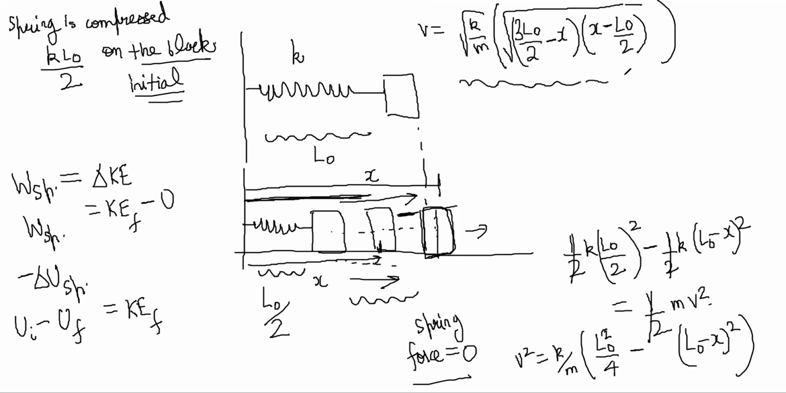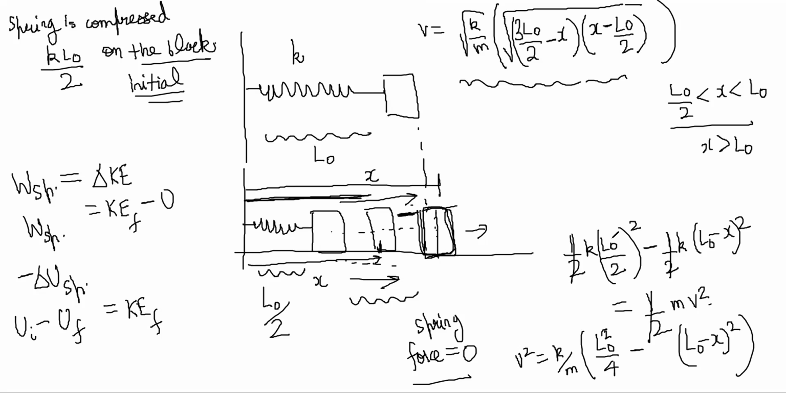However, this expression is valid only when x is between L naught by 2 and L naught. When x is greater than L naught, what was the speed at this moment? Let's put x is equal to L naught in this equation. In this equation, to be simpler, x is equal to L naught, this term disappears.